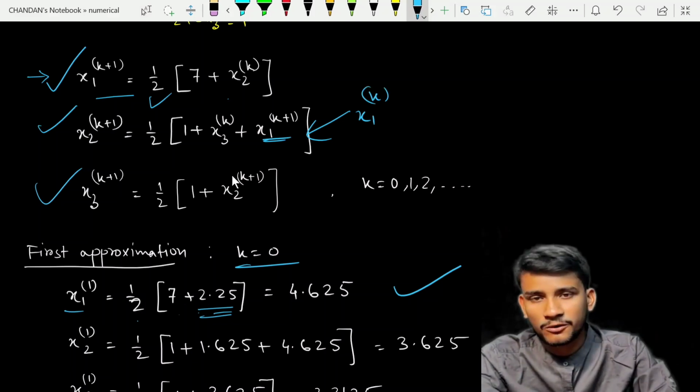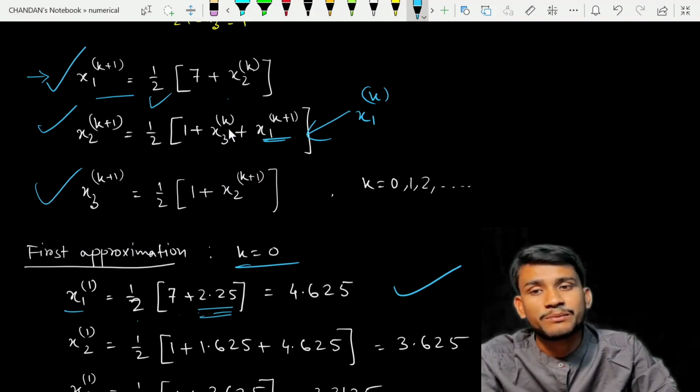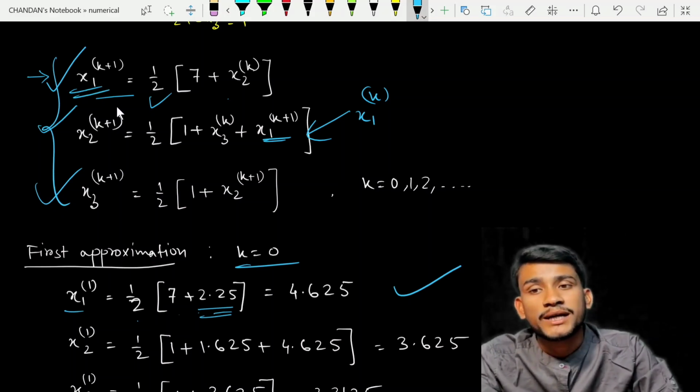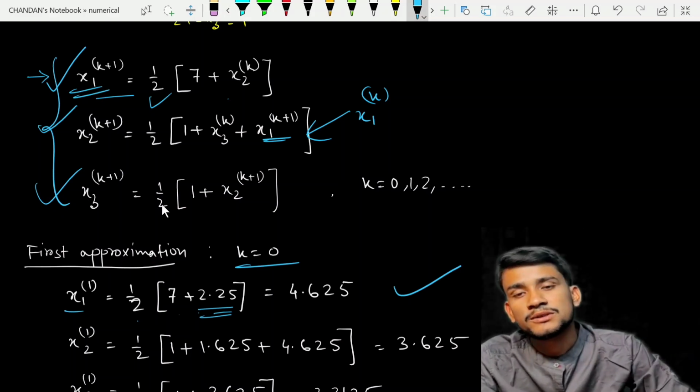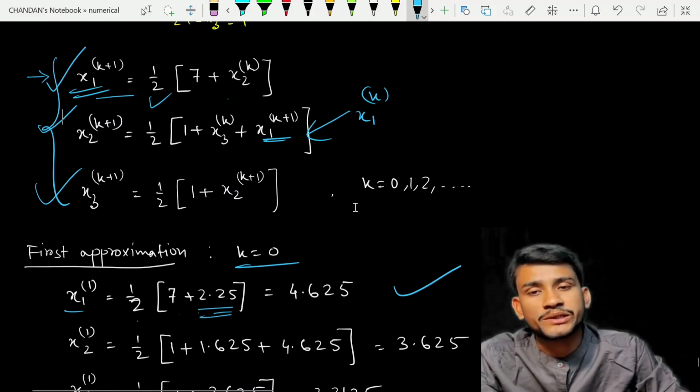But in case of the Gauss-Seidel method, we use the values of the same iteration. That is, suppose this is one iteration, we use the values of the x^(k+1)th iteration. So this is a more improved method as compared to the Gauss-Jacobi method.